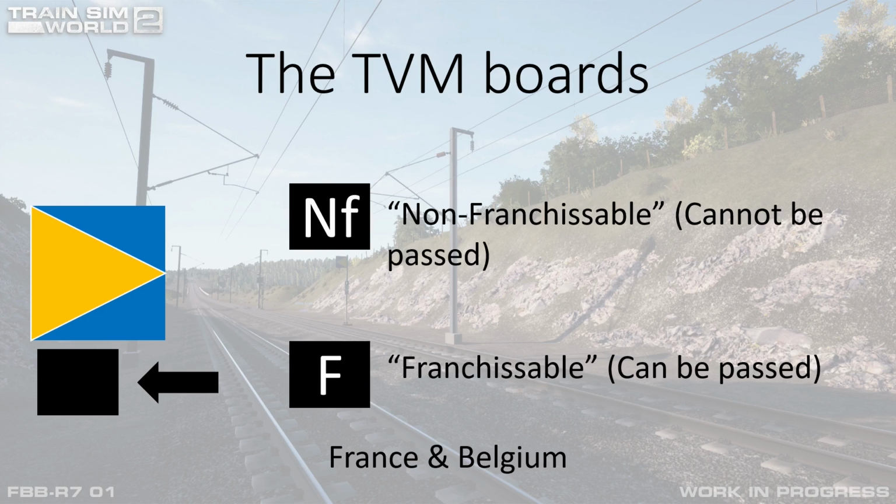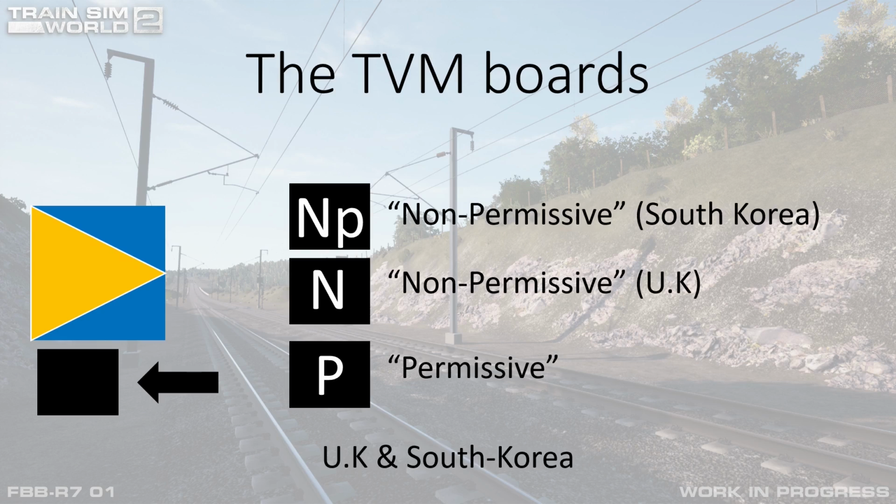In France, those can have the NF or F board the same way that the main signals have them. NF still means non franchissable, which cannot be passed, and F, franchissable, which can be passed. Those are used in France and Belgium to some extent. In the UK and South Korea, those are different.